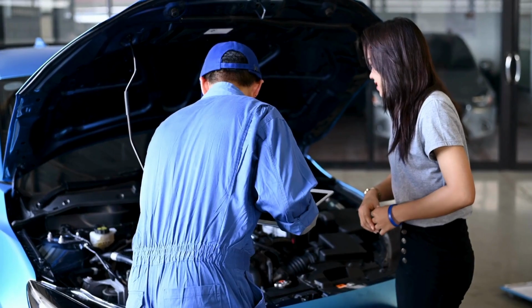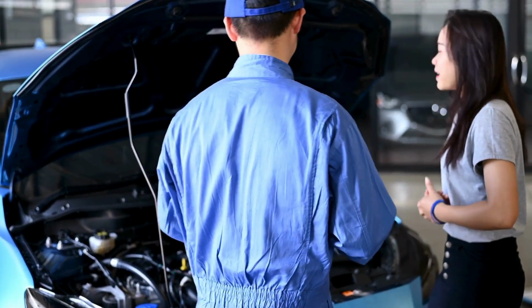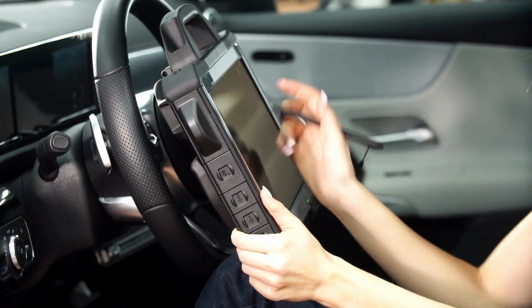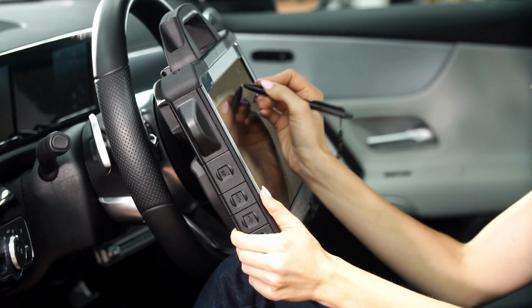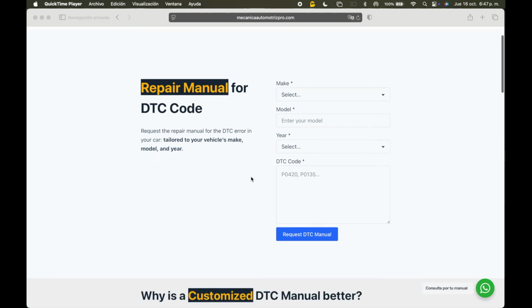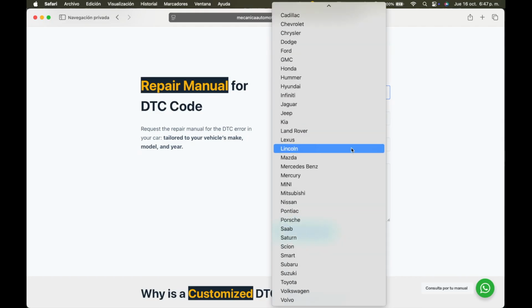What are the symptoms of fault P0003? Loss of power when accelerating, difficulty starting the engine, lack of throttle response, increased fuel consumption, high pollutant emissions, transmission misfires during gear shifting. Important, the solution for this DTC varies by vehicle.